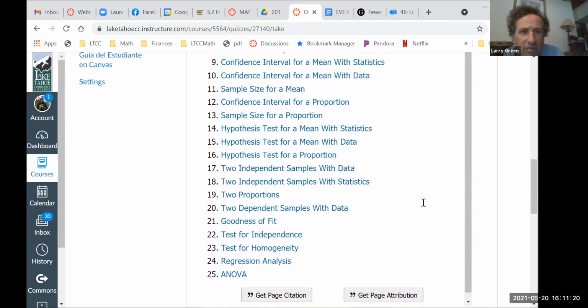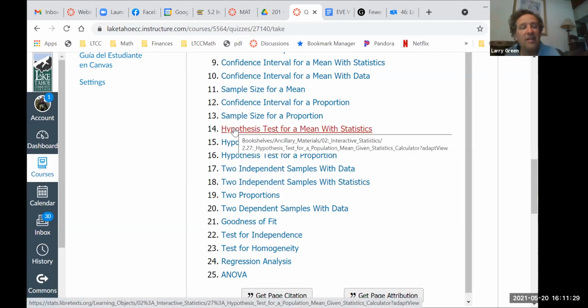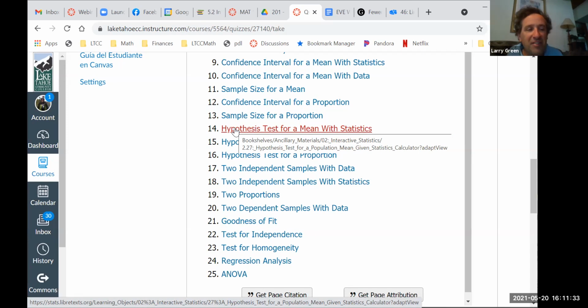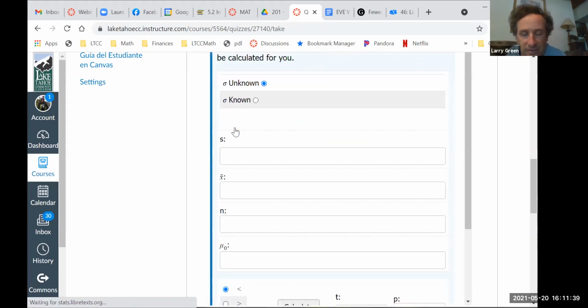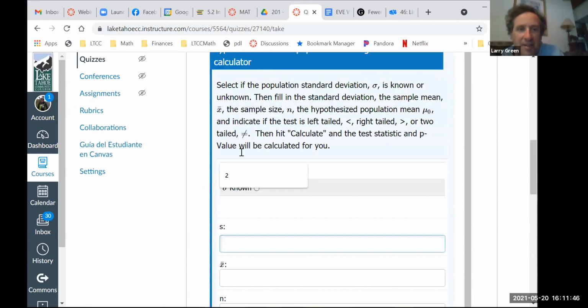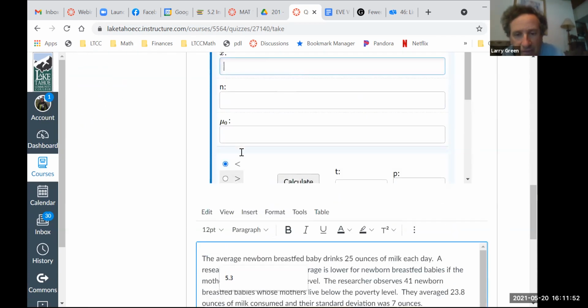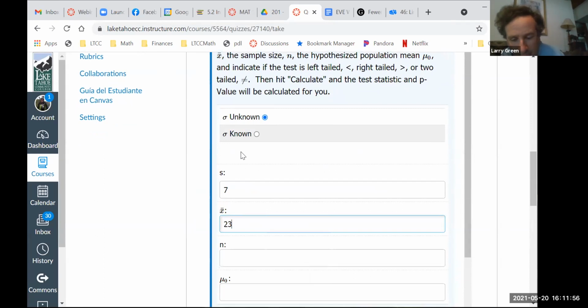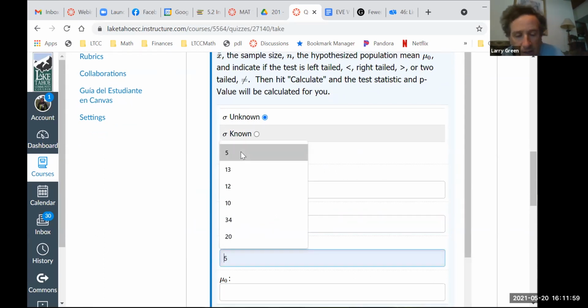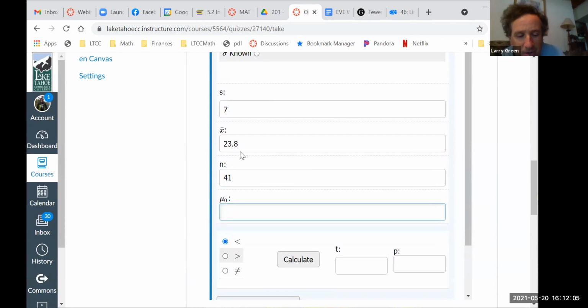Which calculator do I use? 14. Yeah, this is 14 because it's a mu. Mu means mean. And we have statistics. We have the mean and standard deviation for the sample. We don't have data. So it's 14. S was 7, let me look again. Yeah, just want to double check. So S was 7. X bar was 23.8. Good. N was 41. Yeah, my memory is pretty good. And then mu naught was 25.